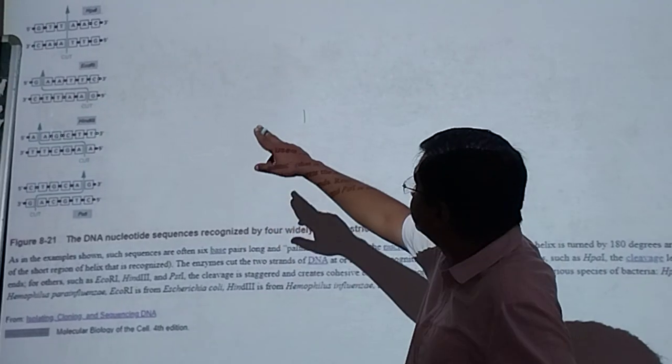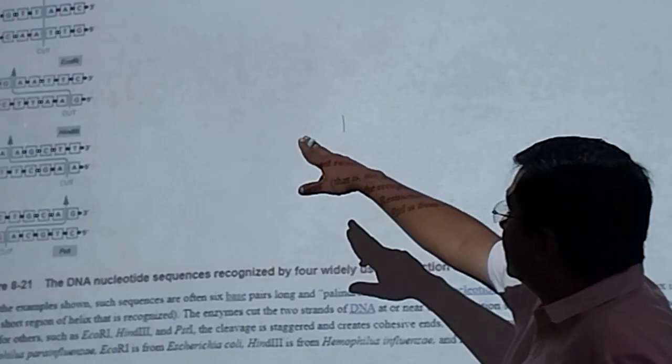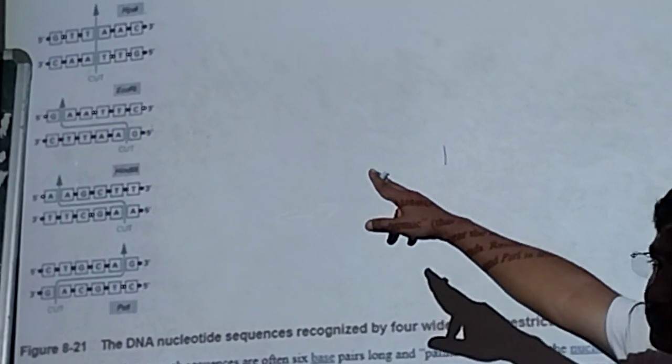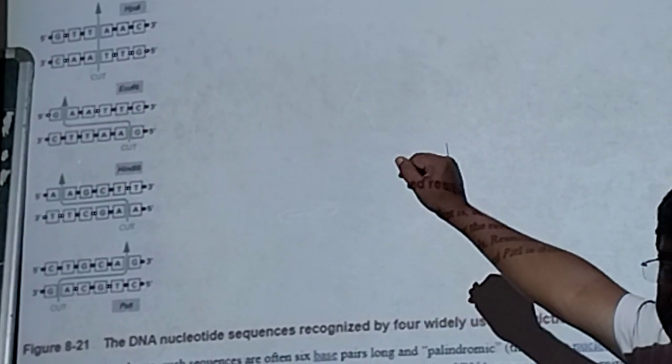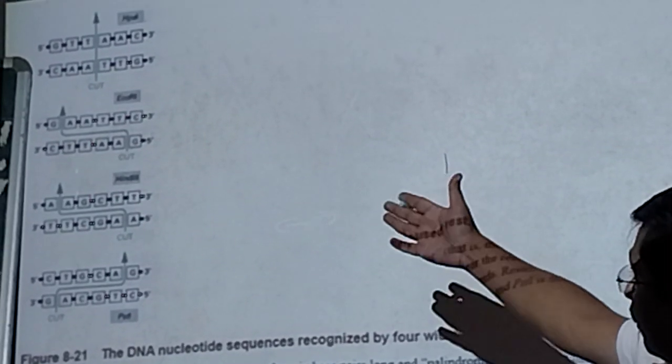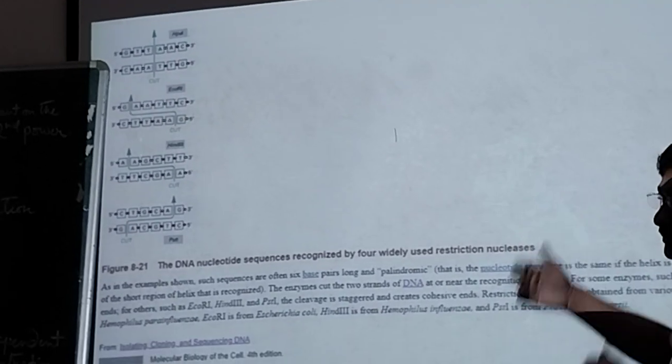You can see HpaI gives you a blunt-ended sequence. If you have to clone this sequence, then you have to use adapters or linkers. Or you can go for PCR also. In the PCR-amplified product itself, you can add restriction sites.